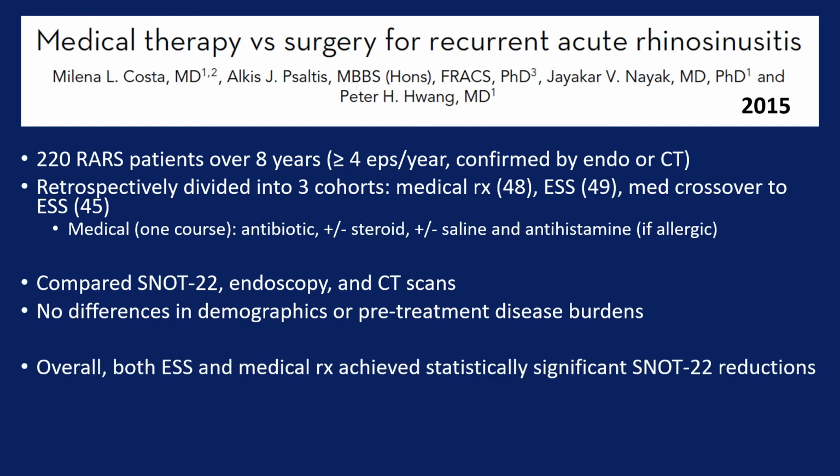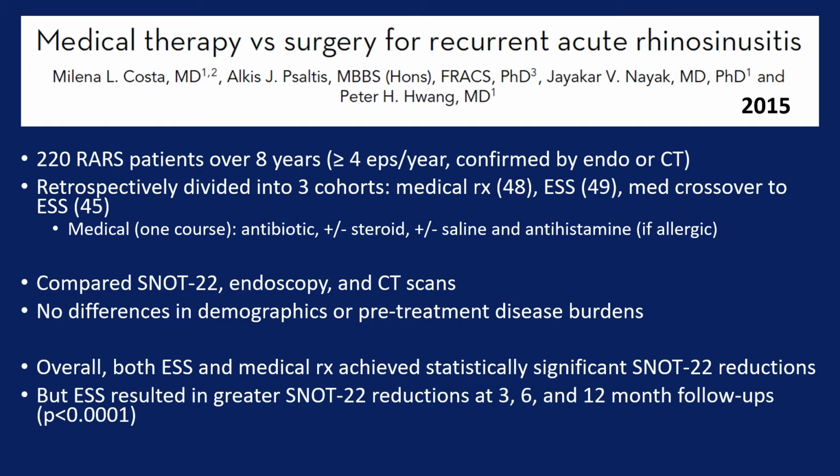Overall, both sinus surgery and medical treatment achieved statistically significant SNOT-22 reductions. Remember, quality of life. But the sinus surgery group got greater SNOT-22 reductions at 3, 6, and 12 months of follow-up. And it's also important to know that 50% of that medical group crossed over to surgery. They just didn't quite get the symptomatic benefit they wanted, regardless of statistical significance. All right, so that's recurrent acute.